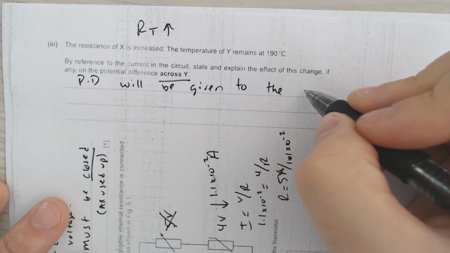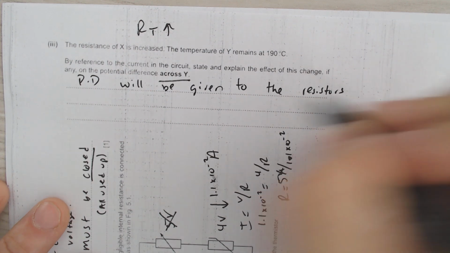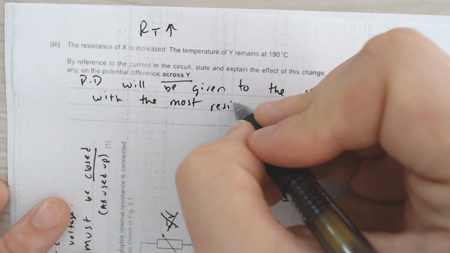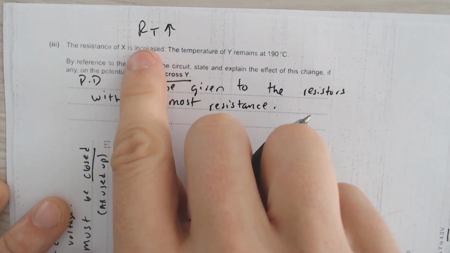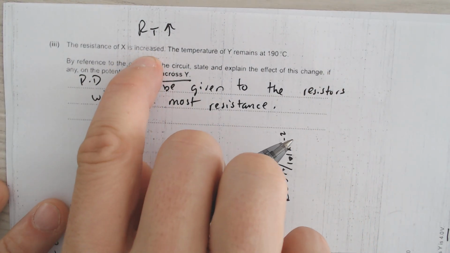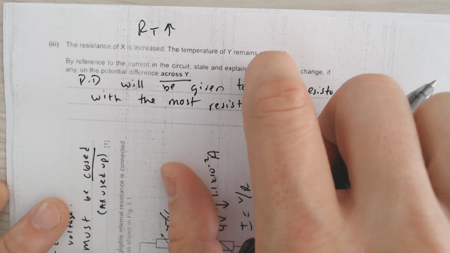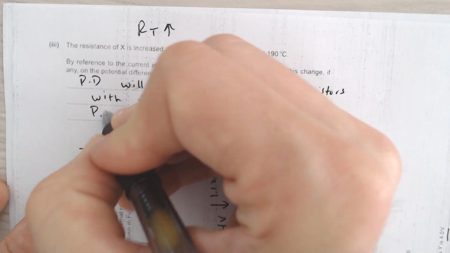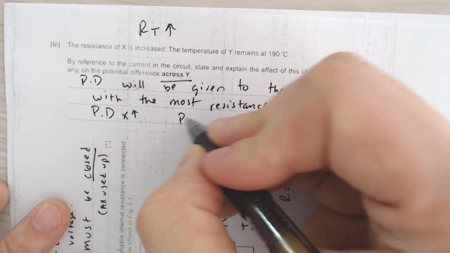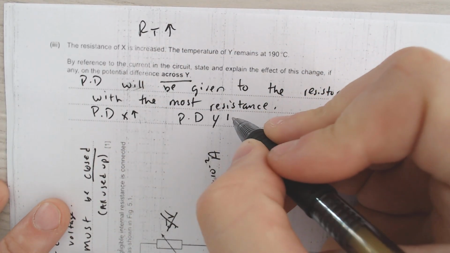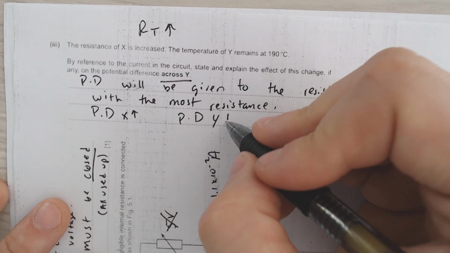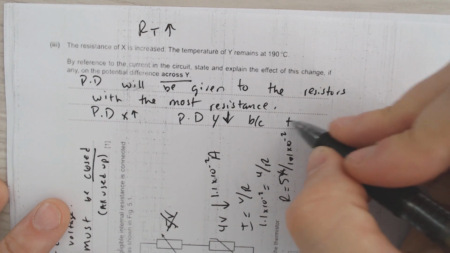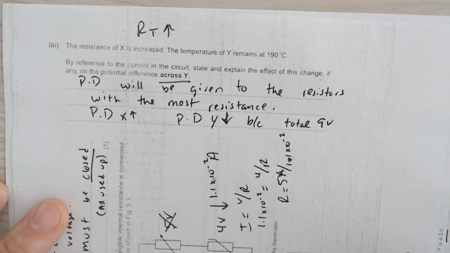The potential difference in series will be given to the resistors with the most resistance. If resistance of X goes up and resistance of Y stays the same, that means that more potential difference will go to X. Potential difference of X would go up, which means potential difference of Y would have to go down because it has to total to 9 volts again.